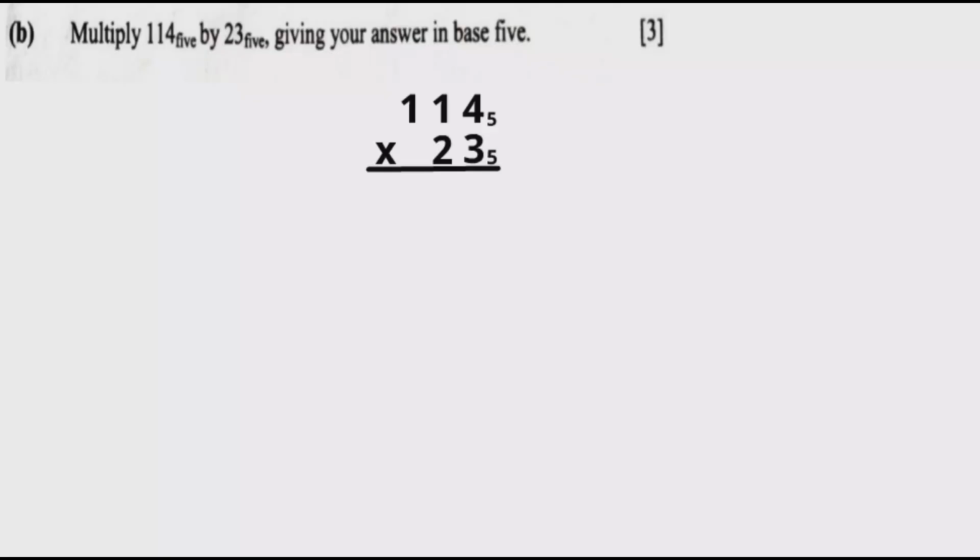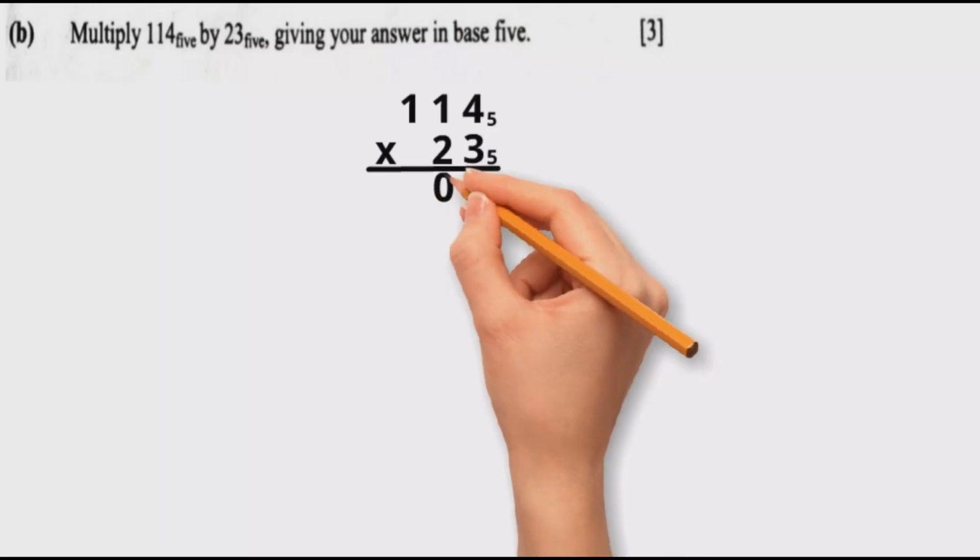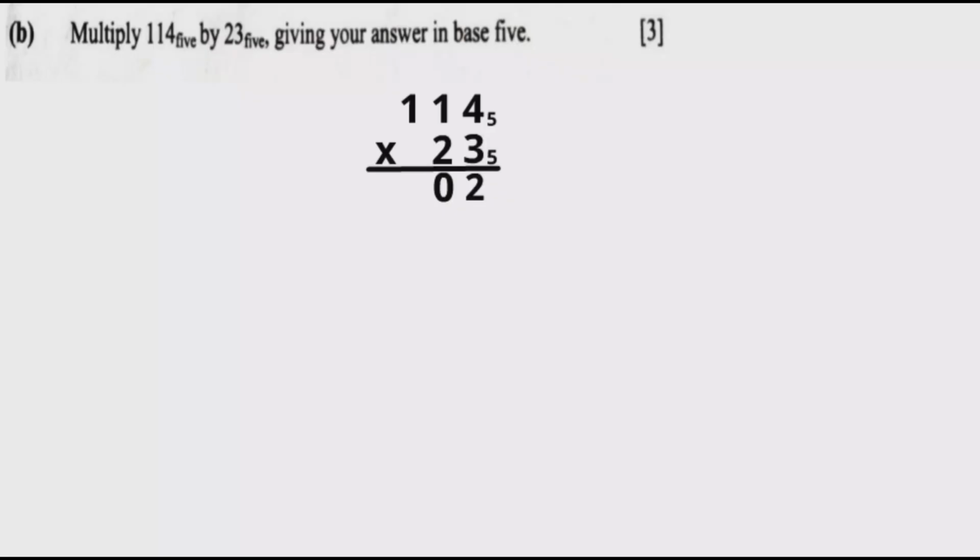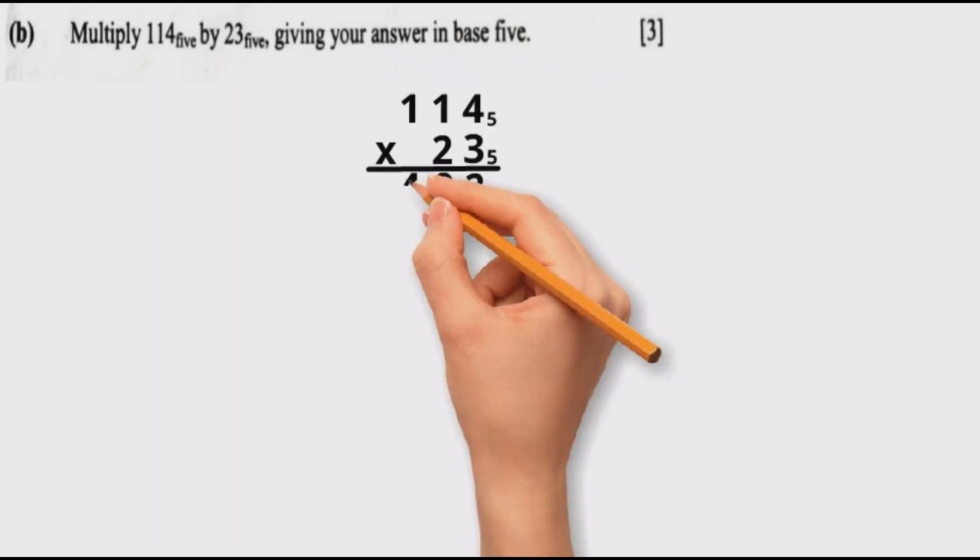Then we're going to say 4 multiplied by 3 to be 12. Then we ask ourselves, 5 into 12 goes 2 times, remainder 2. So we write 2 down here. Then we say 3 multiplied by 1 to be 3 plus 2, to be 5. Then we say 5 into 5 goes 1 time, remainder 0. We write 0 here. Then we say 3 multiplied by 1 to be 3 plus the 1 to be 4.